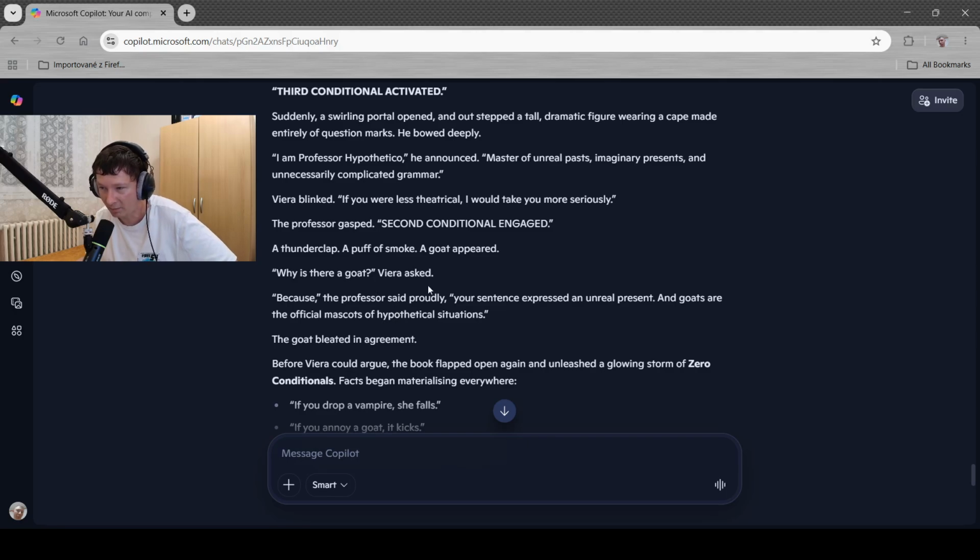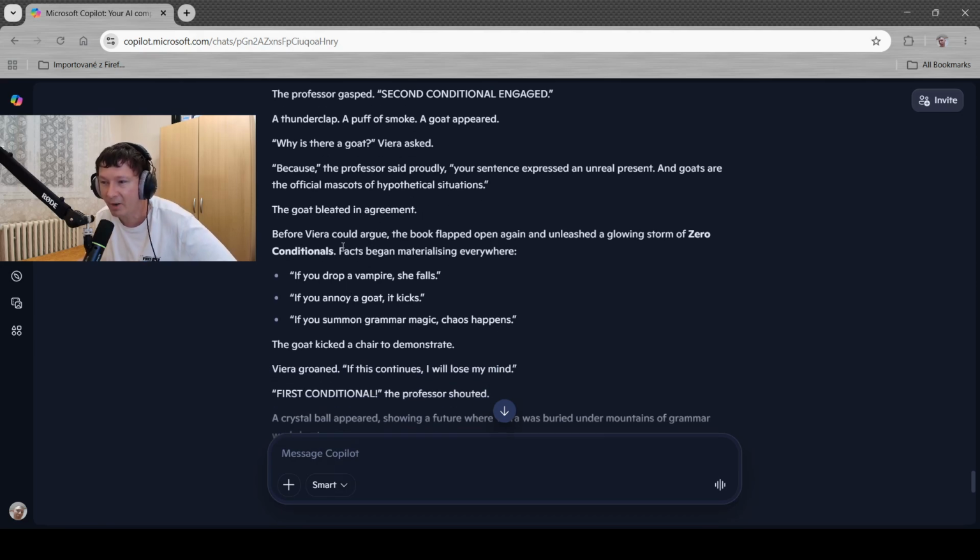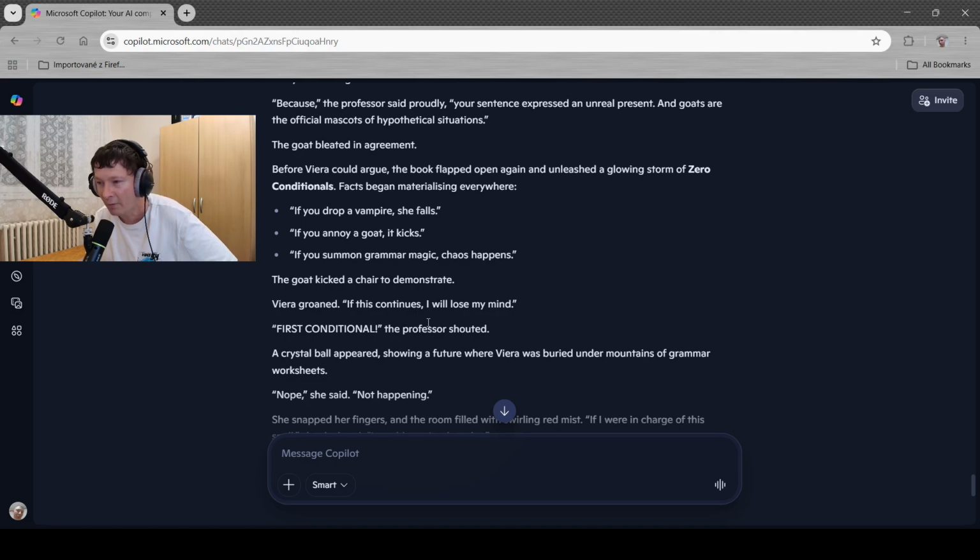Why is there a goat? Viera asked. Because, the professor said proudly, your sentence expressed an unreal present, and goats are the official mascots of hypothetical situations. The goat bleated in agreement. Before she could argue, the book flapped open again and unleashed a glowing storm of zero conditionals. Facts began materializing everywhere. If you drop a vampire, she falls. If you annoy a goat, it kicks. If you summon grammar magic, chaos happens. The goat kicked a chair to demonstrate. Viera groaned. If this continues, I will lose my mind.